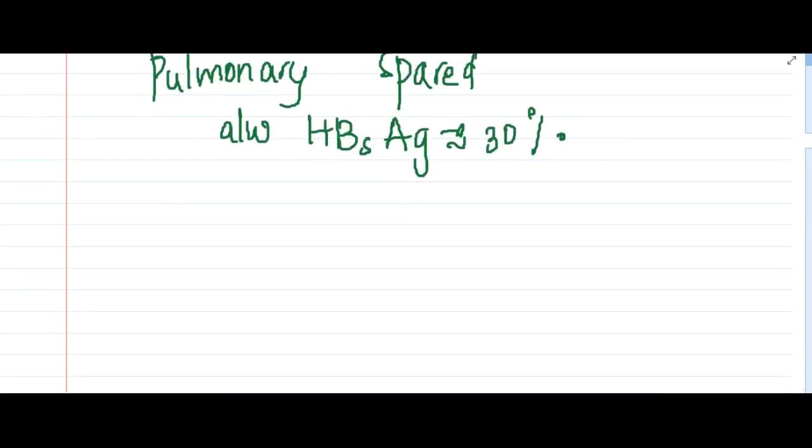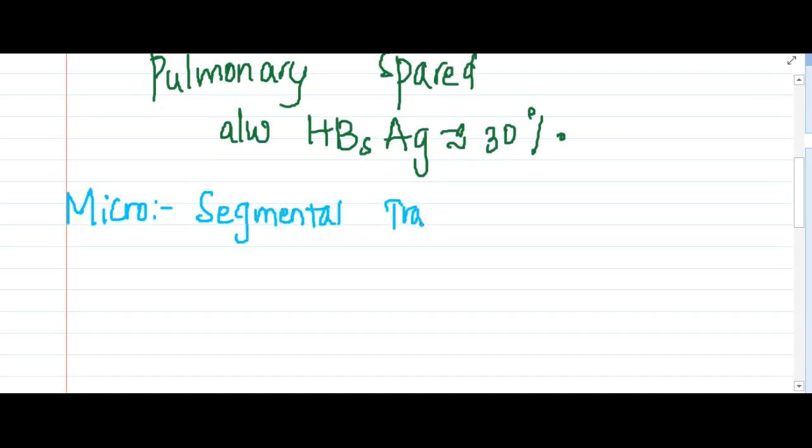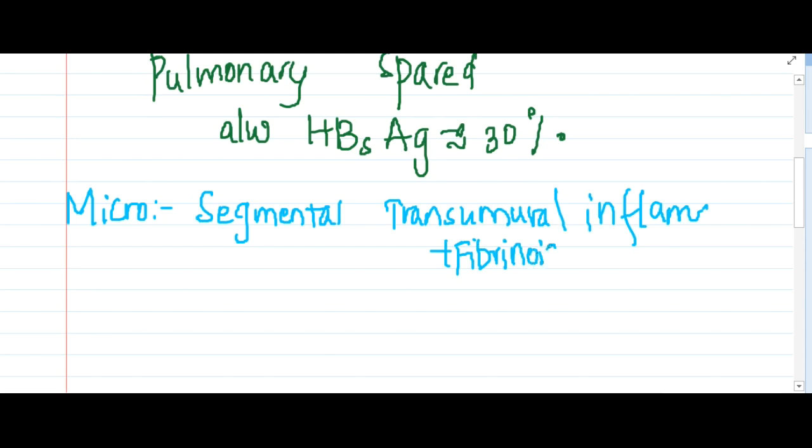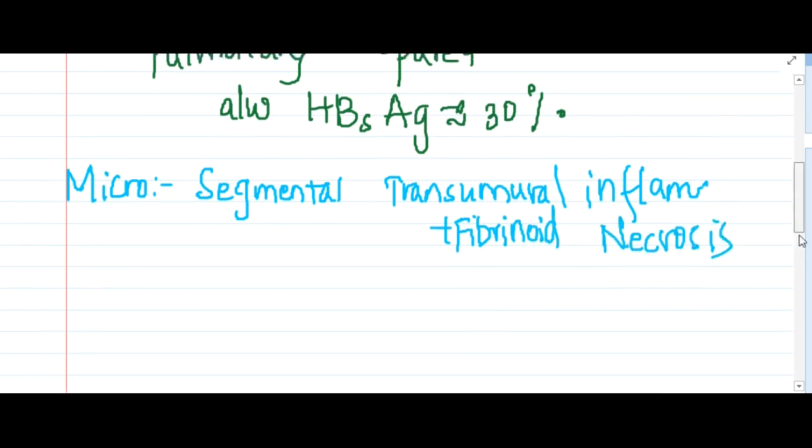If you see the microscopic examination of polyarteritis nodosa, you will see the presence of segmental transmural inflammation. I will just make a picture of this. There is segmental transmural inflammation with fibrinoid necrosis.